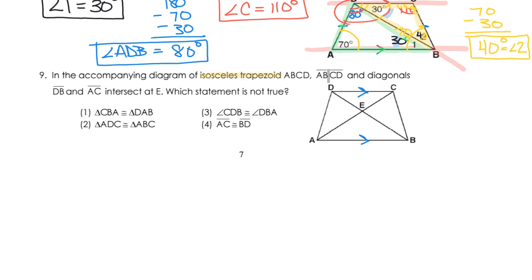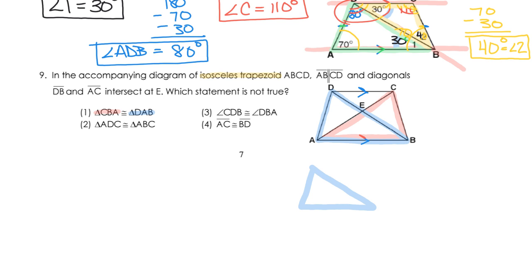In number 1, we have triangle CBA. Triangle C to B to A is that triangle. And they're saying it's congruent to triangle DAB, D to A to B. Would those two triangles be congruent? And I think the answer is yes.